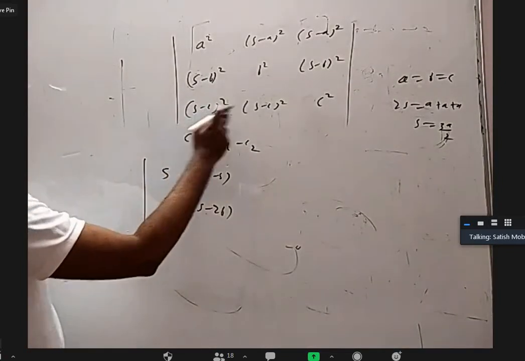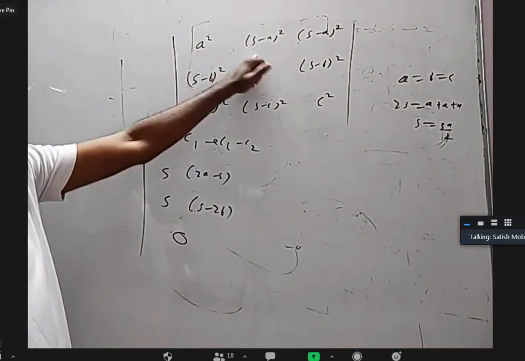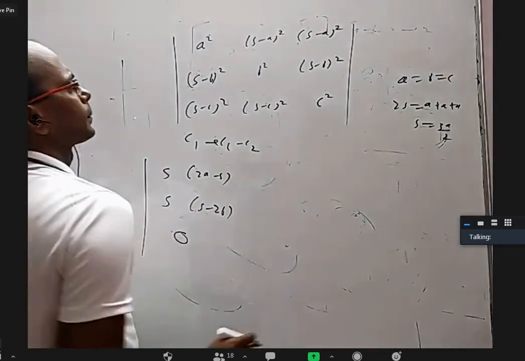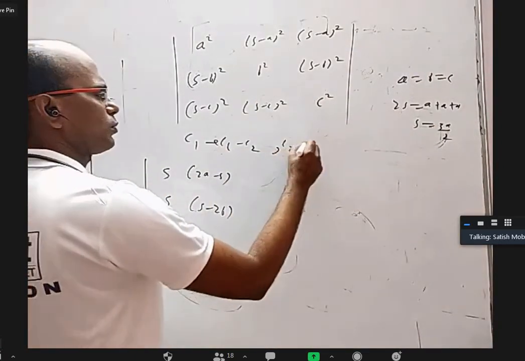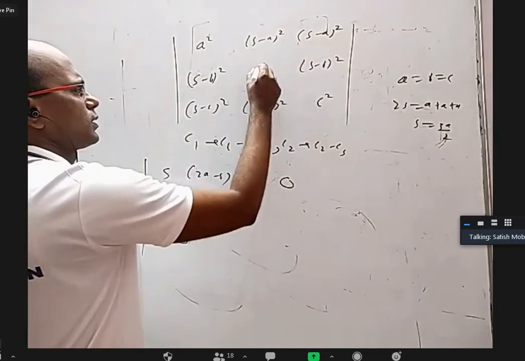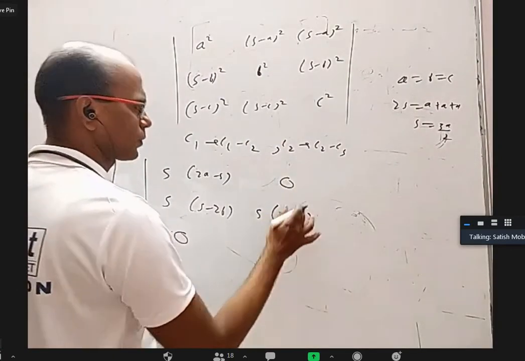And here, this is 0. From column 1, if I remove column 2 and use A square minus B square as A plus B into A minus B, this is what I got. And similarly, column 2 as column 2 minus column 3. This is 0 here. This plus this is S.